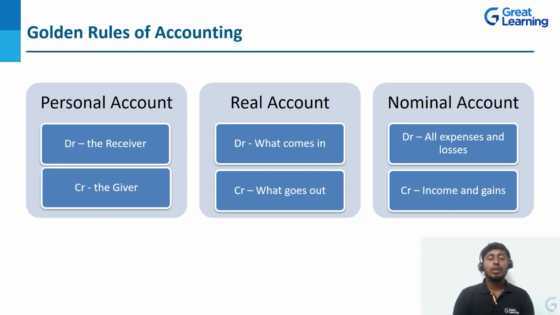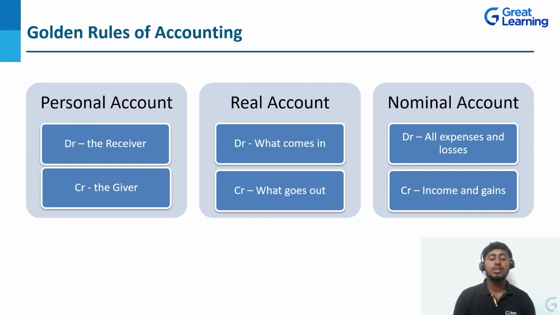So personal account, in this we have artificial persons. Whatever persons come into the organization or the business come under this personal account. For example, debtors, creditors, capital. Capital is a representative person, because the capital is invested by the owner or the management, correct?